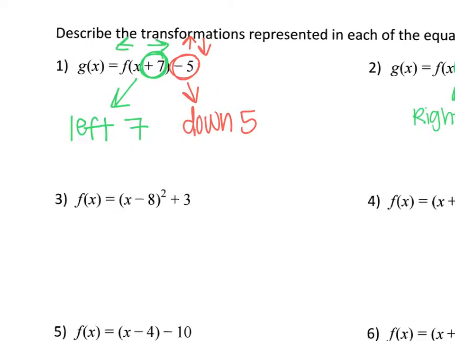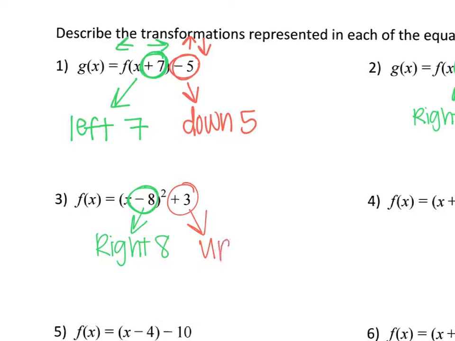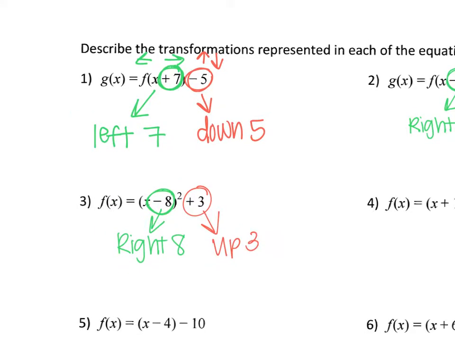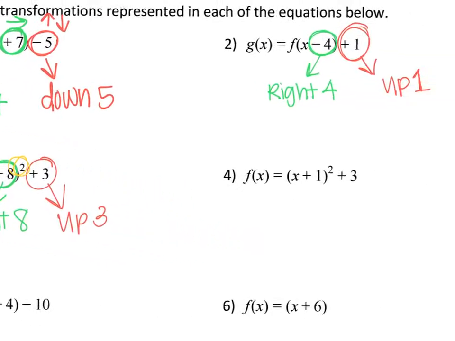But look at this one. Now I've got an x squared. So I'm taking my x and I'm squaring it. So these are going to be quadratics. So I'm taking a parabola and I'm moving it. I'm going to do the same thing though. I have minus 8, which tells me I do the opposite. So I'm going to the right 8. And then I have plus 3. I'm going up 3. So it's the same as linear, just that 2 tells me it's a parabola.